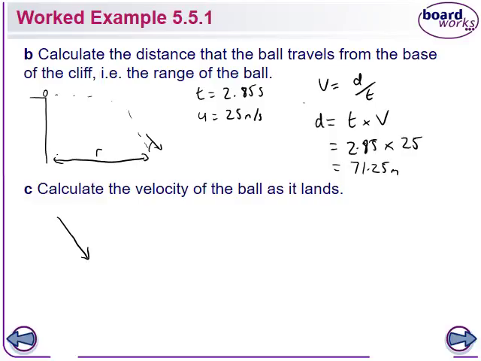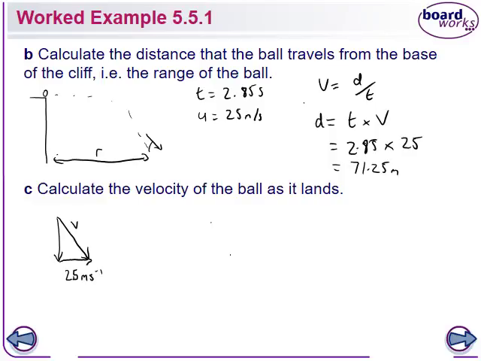So let's draw this up. We want to work out our velocity. To find that, we need our two components. We need our vertical component at this point, and we need our horizontal component at this point. What is our horizontal component at that point? 25. Remember, the horizontal does not change. So that is 25 meters per second. So we need to work out that vertical component.